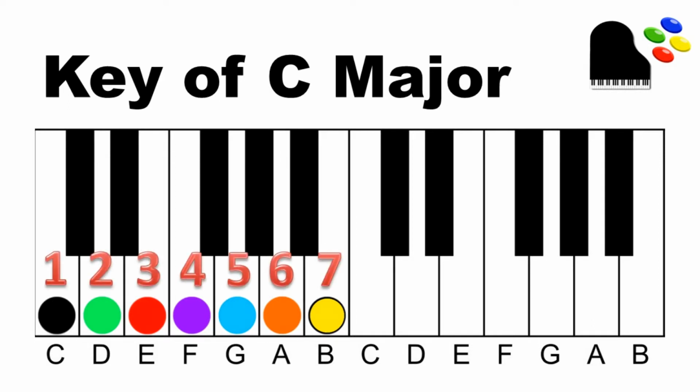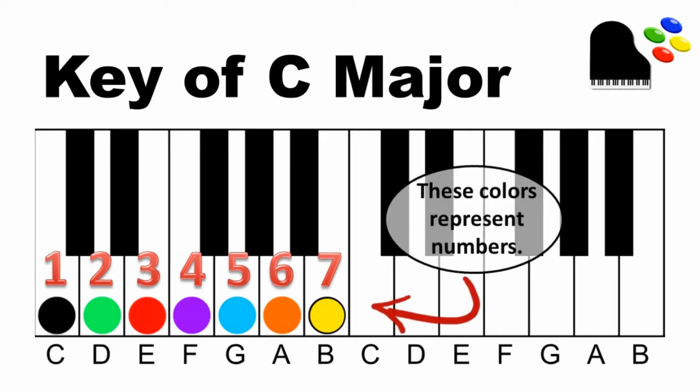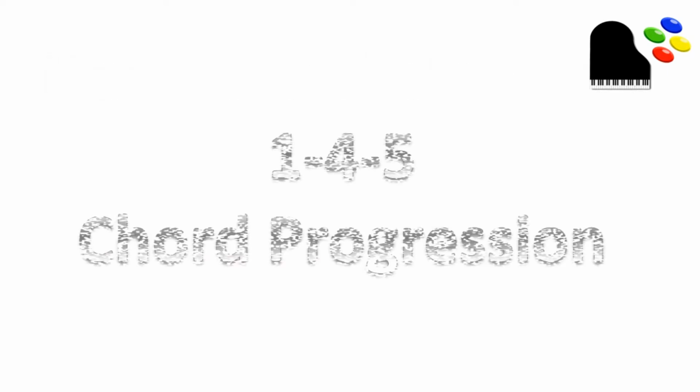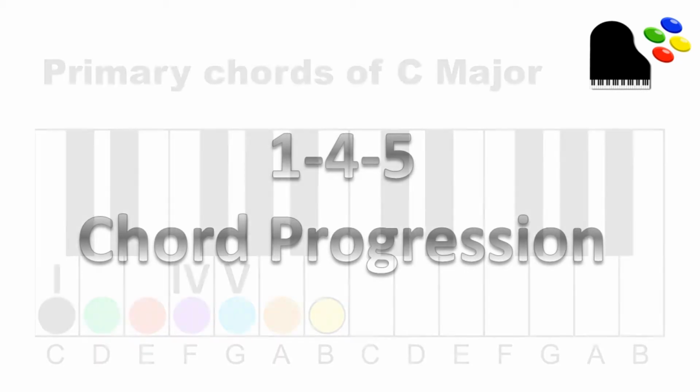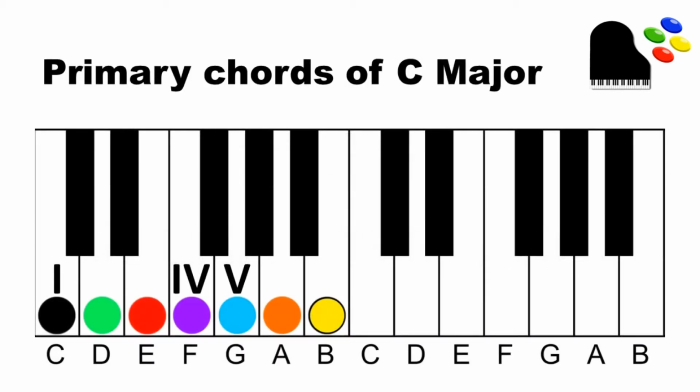Now these colors represent numbers. They don't represent notes. So they're going to be in this order no matter what key you're in. We're going to use the 1, 4, 5 chord progression to illustrate our parallel chords. And here we have the primary chords of C major, which is, of course, the 1, 4, and 5 chords. So we have C major, F major, and G major as the 1, 4, and 5.